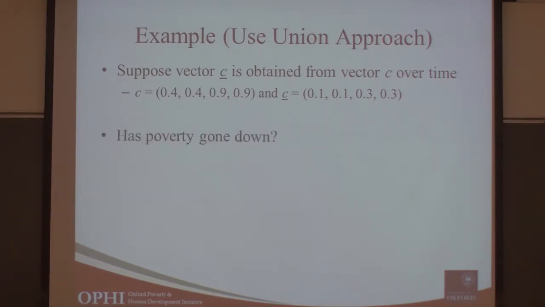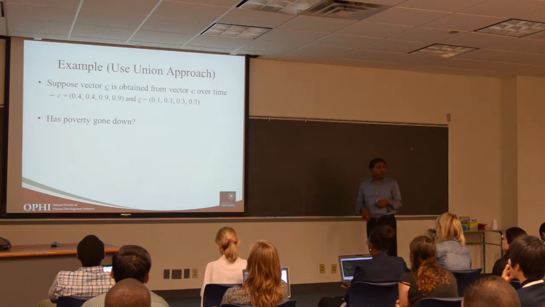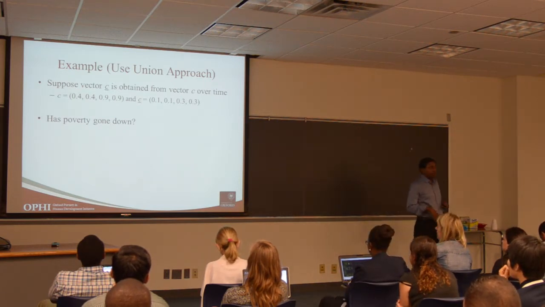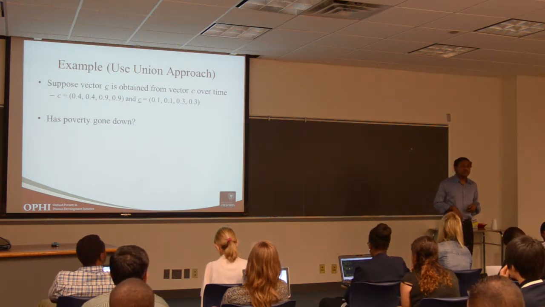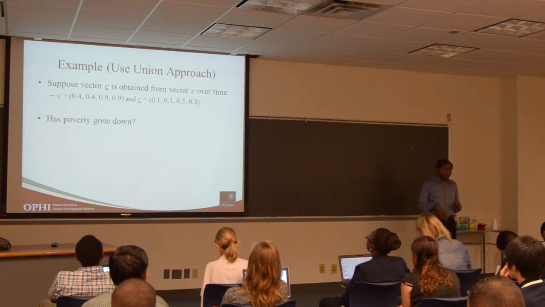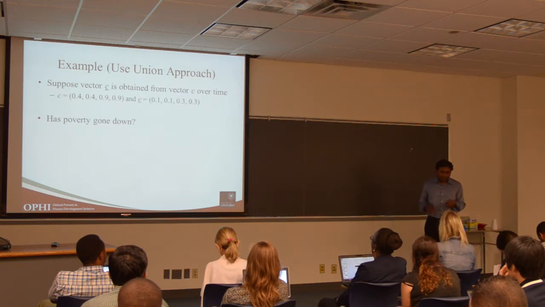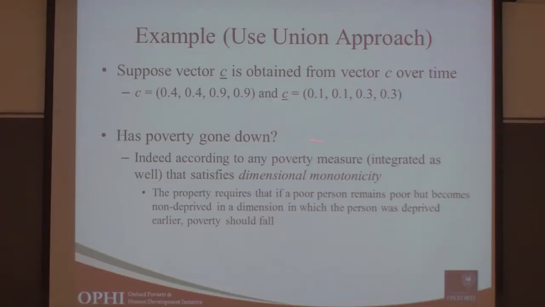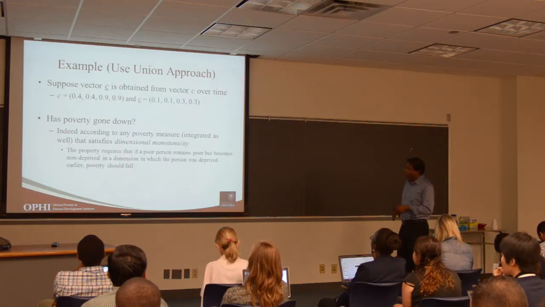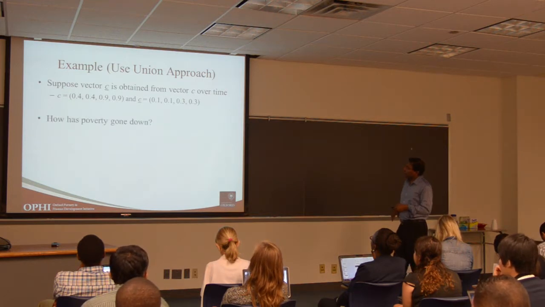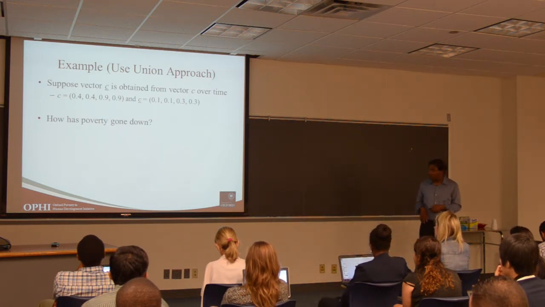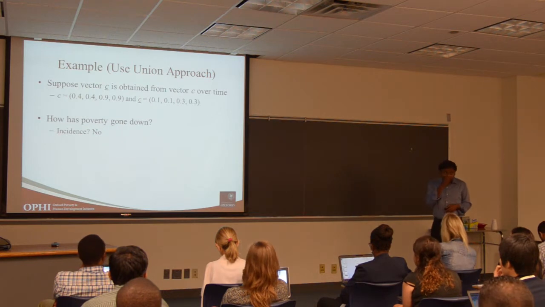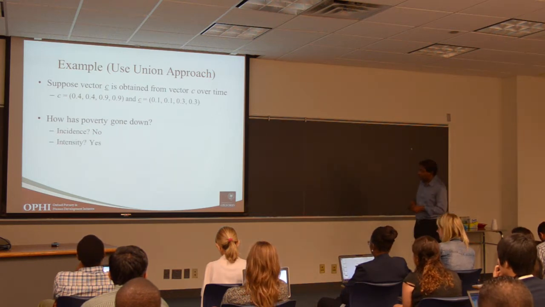The question is, has poverty gone down? If we move from here to here, what ensures that poverty has gone down? The intensity. Any property that you ensure? Monotonicity. There's a property called dimensional monotonicity in this context, which ensures that poverty has gone down. So according to any poverty measure that respects dimensional monotonicity, poverty would go down. Great. How has poverty gone down? Has incidence gone down? No, there's no change in incidence. Has intensity gone down? Yes. Very good.